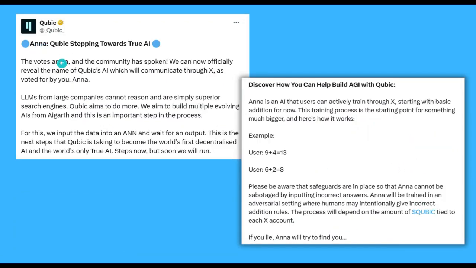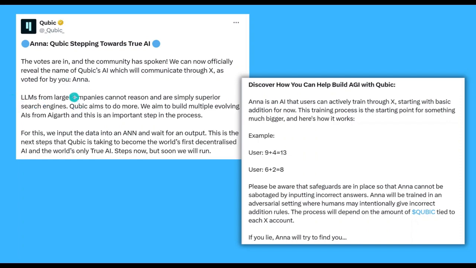So Anna, Qubic stepping towards true AI, and this is a really cool thing that came up 2 weeks ago. So it says here, the votes are in and the community has spoken. We can now officially reveal the name of Qubic's AI, which will communicate through X, as voted by you, and it's called Anna. So there's Qubic's released through Aigarth, an AI that's going to communicate with people through X.